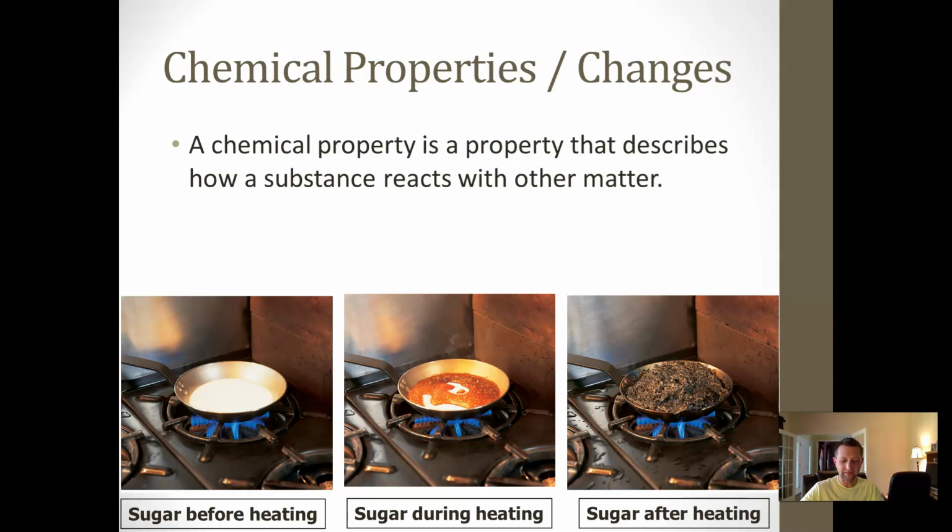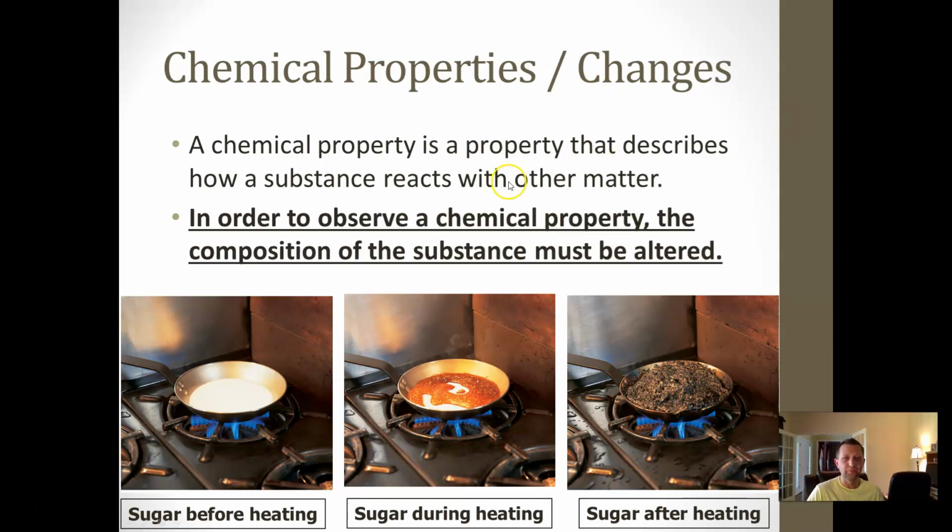And then once something is lit on fire and the reaction concludes, then we can say that that matter has gone through a chemical change, all right? So in order to observe a chemical property, the composition must be altered. That's different from a physical change and a physical property, right? Because those physical changes, you keep that same identity, that same formula. For a chemical change, that has to be altered. So sugar before heating, during and after, there's clearly a color change here, and there's clearly a change in formula from before and after.